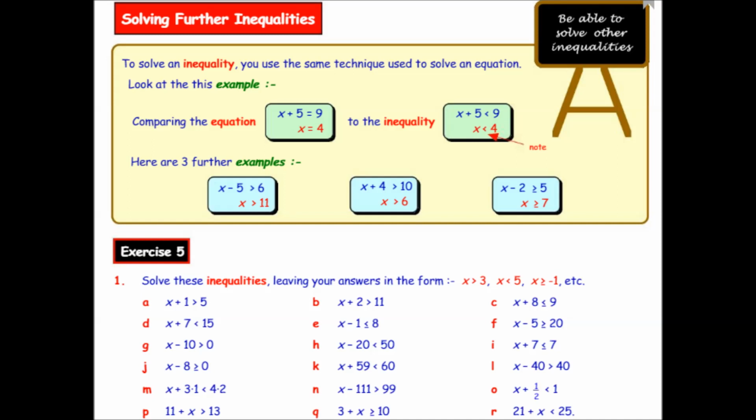Let's quickly look at O then. X plus a half is less than 1. Okay? So x is less than 1 take away a half. Okay? Now, if you think, I don't know how to do that, think about right back to our fraction days, when we very early on thought about fractions.